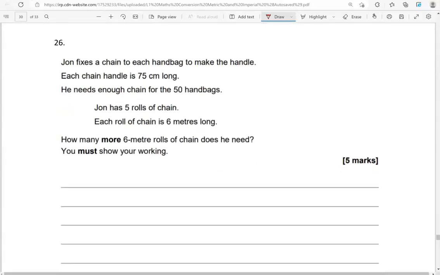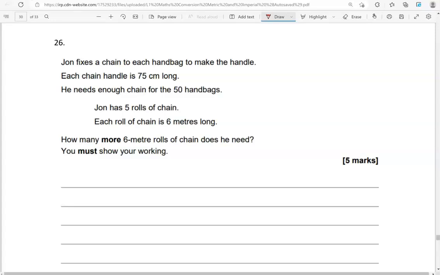John fixes a chain to each handbag to make the handle. Each chain handle is 75 centimeters long. He needs enough chain for the 50 handbags. John has 5 rolls of chain. Each roll of chain is 6 meters long. How many more 6-meter rolls of chain does he need? You must show your working.